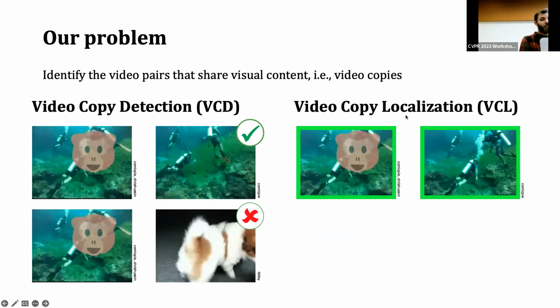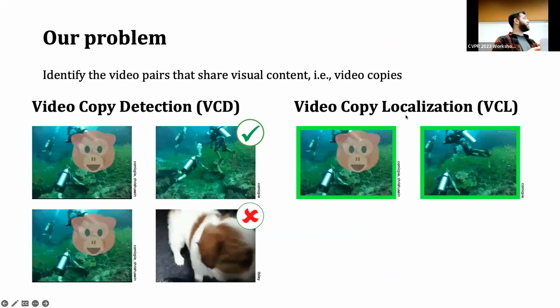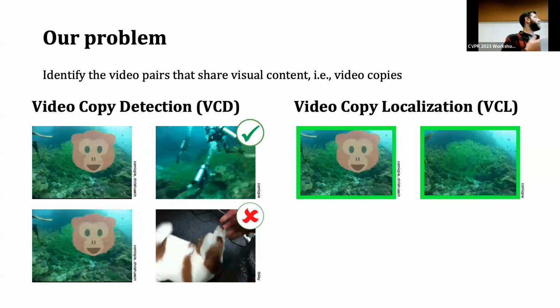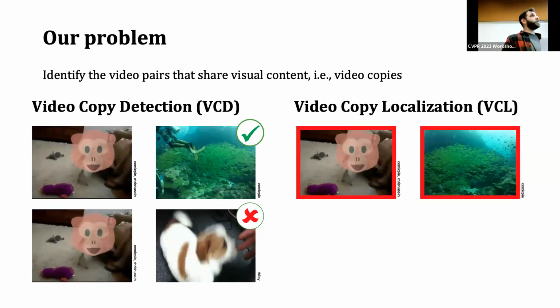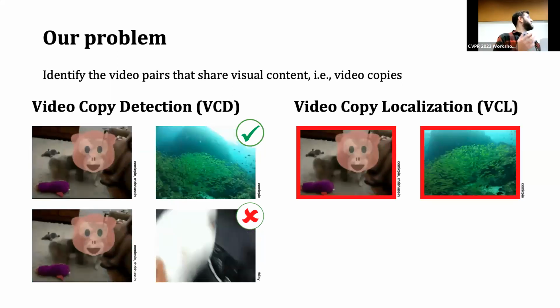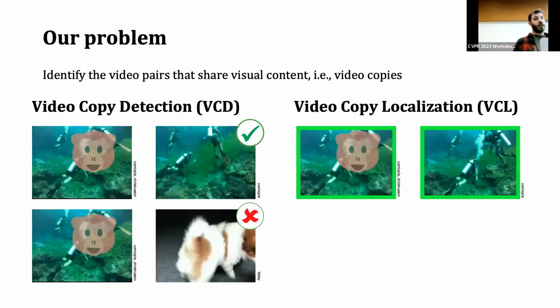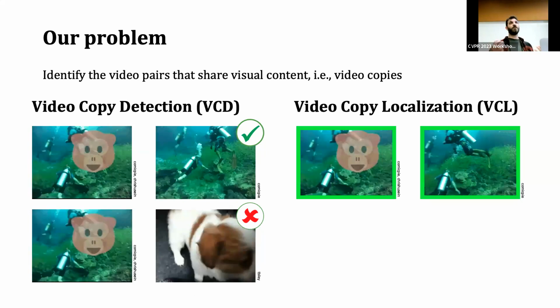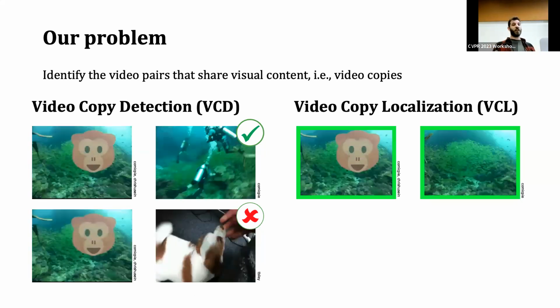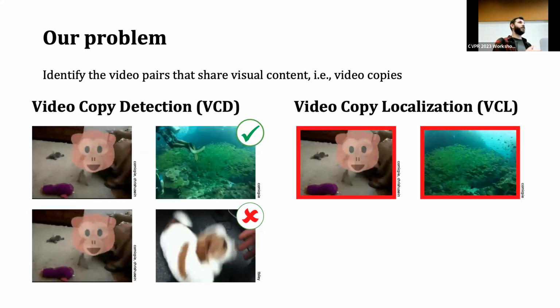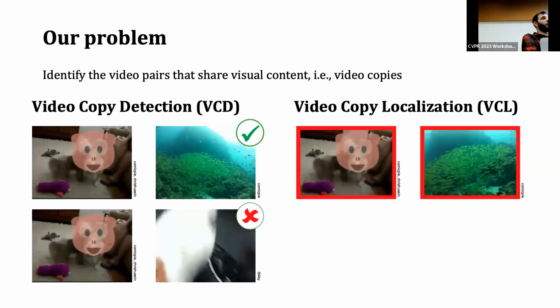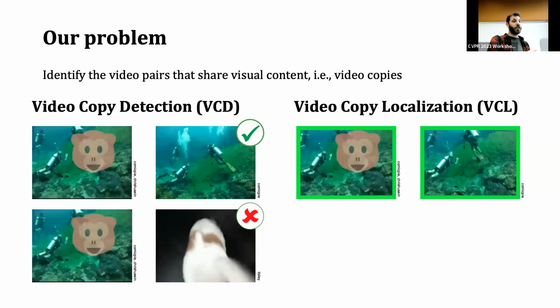Okay. So let's have a quick overview of what's going on. What is our problem actually? Our problem is simply straightforward. We want to identify the video pairs that share visual content. What this actually means is that we need to identify and detect visual copies, video copies.